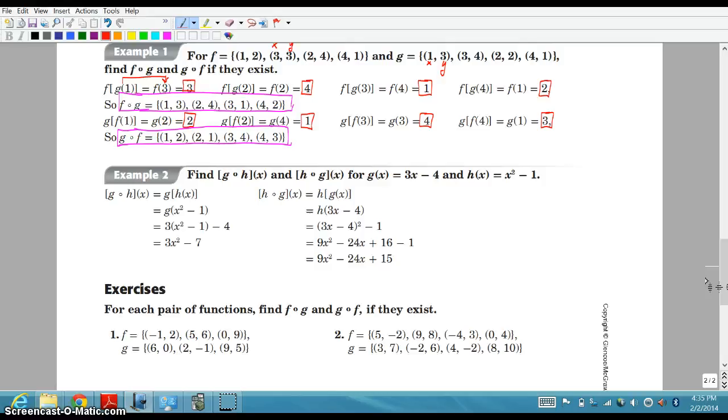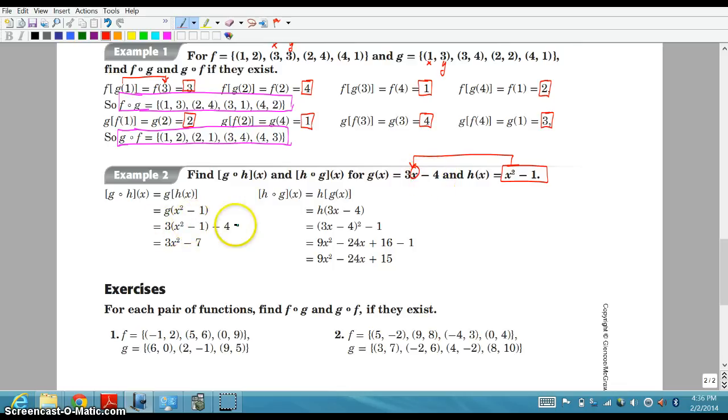So the composition of g of h of x, or as you see here, the common notation, which I tend to use, first up you take your h function, x squared minus 1. So x squared minus 1 is going to then be substituted into the g function for x. As you see here, the next step, they're noting that substitution by writing g of x squared minus 1. And then 3 times that quantity, x squared minus 1, and then minus 4. Do the math by distributing the 3.